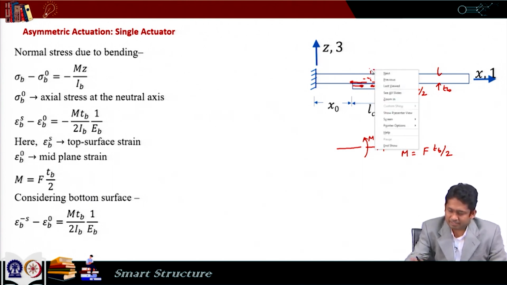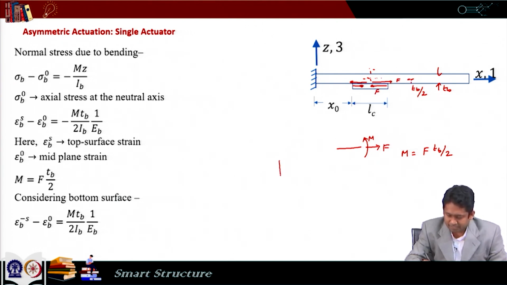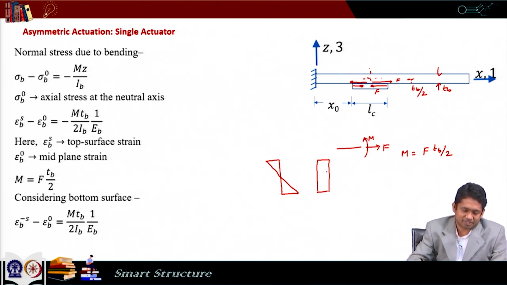So, if in this section we draw the stress diagram, it will have a linearly varying stress, which can be represented as this, as well as, due to the force F, a constant stress, which can be represented as this. So, at the middle part of the beam, although the bending stress is 0, there will be an axial stress due to this force F. So, from the total stress, which is a combination of this and this, if I subtract this stress, then I can get my bending stress, which is shown here.